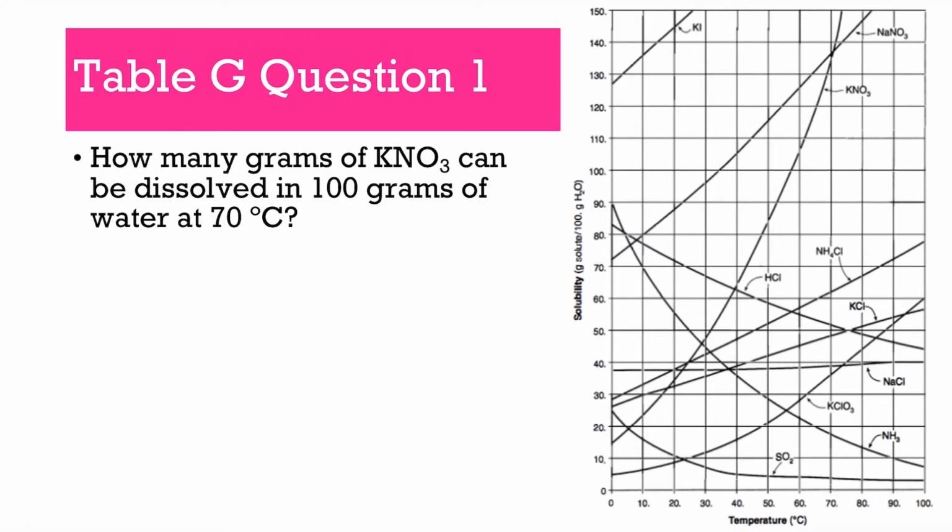There are about 5 types of questions generally that you'll be asked about pulling data off of this curve. One of the simplest ones is my question number 1. How many grams of KNO3 can be dissolved in 100 grams of water at 70 degrees Celsius? So we're looking at KNO3, and your first step is to find the KNO3 line. Again, I'm going to highlight that red. We're just going to focus on this line. Everything else in this curve is just there as a distraction and will not help us.